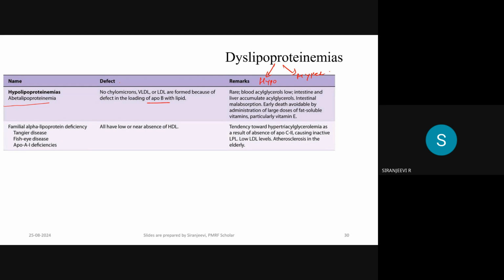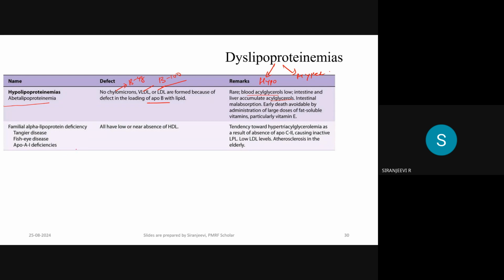ApoB is important for chylomicron formation, which is the B48, and VLDL and LDL need ApoB100. If this is not there, then the chylomicrons are not formed. That leads to many diseases related to the lipoproteins, such as blood acylglycerol, and that will be there in the intestine, and then the liver accumulates the acylglycerols because the lipoprotein molecule will not be formed. And next is called familial alpha lipoprotein deficiency.